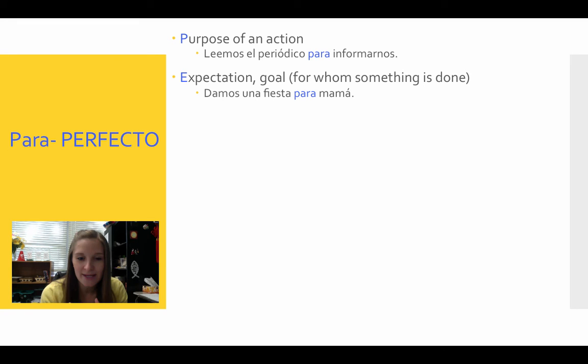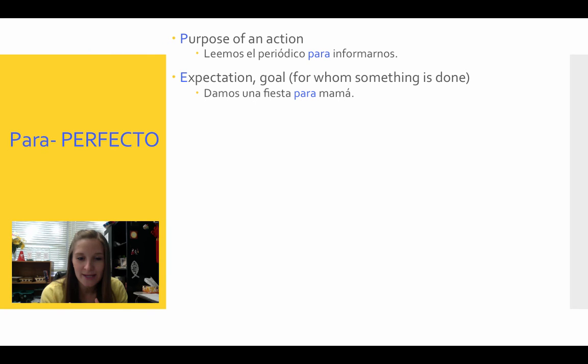Okay, so the R stands for recipient of an item. Ese regalo es para abuelito. Whenever you want to say something is for someone, you're going to use para. The F stands for a future point in time. So whenever you have a deadline, you want to use para. Hay que terminar la tarea para mañana. Bueno, the deadline is tomorrow, para mañana. The E stands for employment. Trabajo para la ciudad. So if you want to say where you work for, you're going to use para.